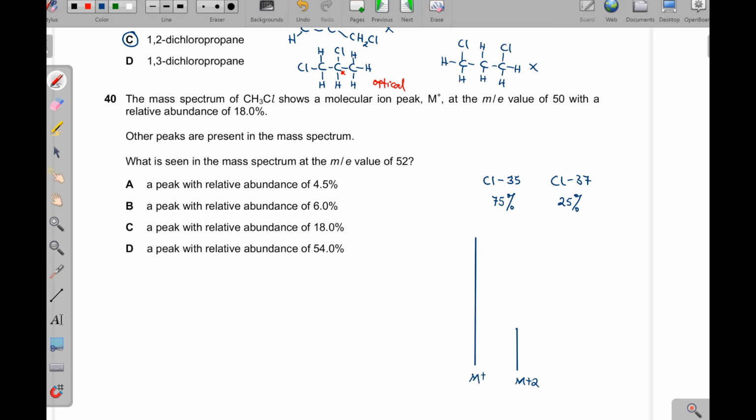So if the relative abundance of this one is 18%, then we shall divide this by 3 to get the relative abundance of this one. 18 divided by 3, you'll get 6%. And they are asking what is seen in the mass spectrum at mass to charge value of 52. The 52 we are having there is chlorine 37, so that is the M plus 2 here. So it has to be 6%. And our answer becomes B. So this has been it for this paper.